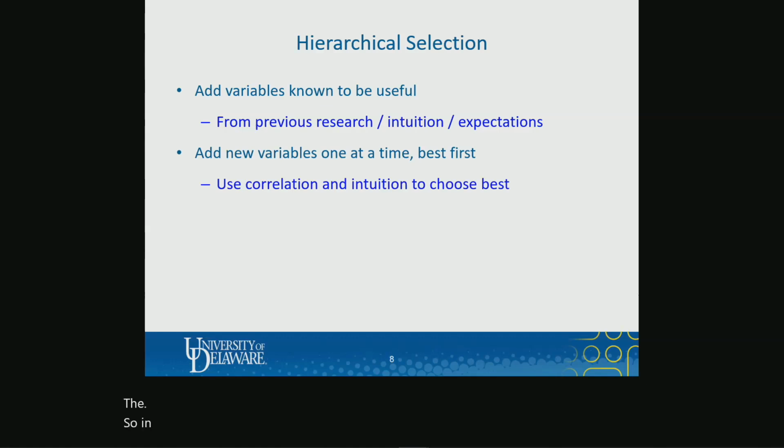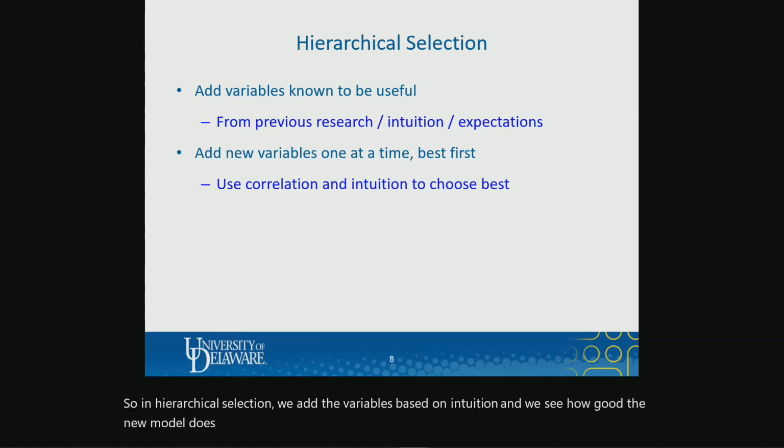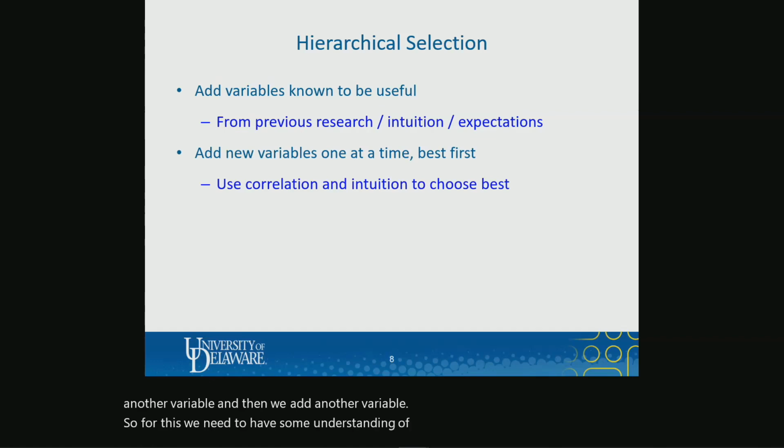And so in hierarchical selection, we add the variables based on intuition, and we see how good the new model does, and based on that, we decide to keep the variable or not. And then we add another variable, and then another variable. For this, we need to have some understanding of the context, some understanding of the data, and we should have some strong theories backing our decisions. So this is a very good method if we have theories.